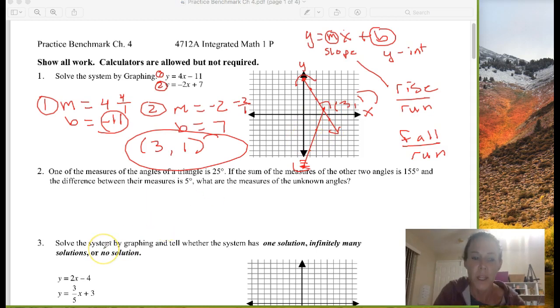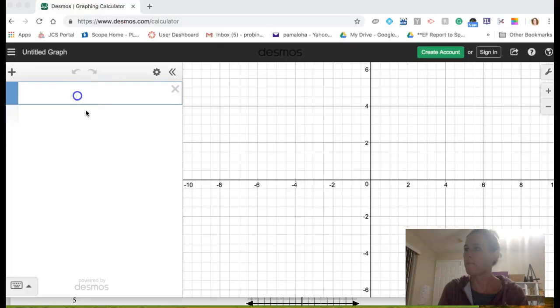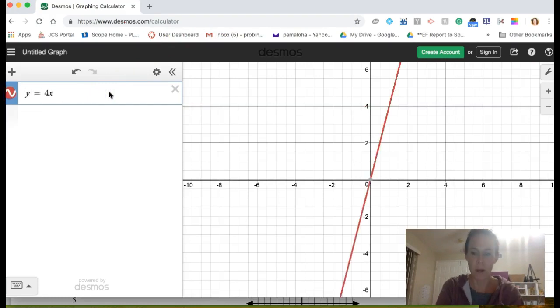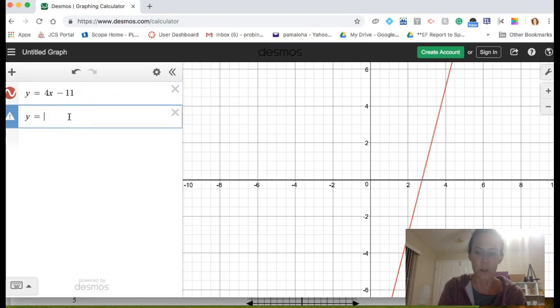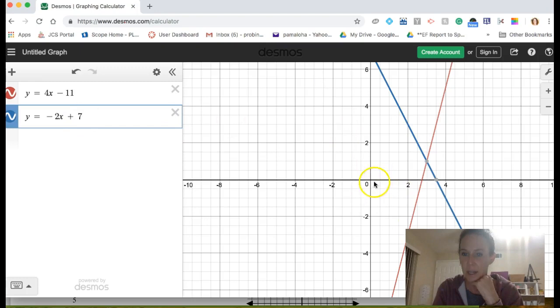One thing you can always do to check your graph, since you're graphing by hand and have to be really accurate to get that point of intersection, is check your graph at Desmos.com. I'm going to pull it up real quick. If I graphed those two graphs from number 1, I would type in y equals 4x minus 11. There's my first graph. And then my second graph would be y equals negative 2x plus 7. There's my second graph.